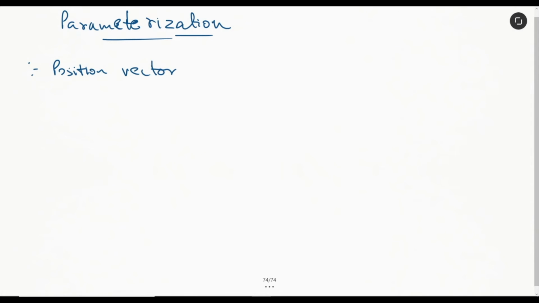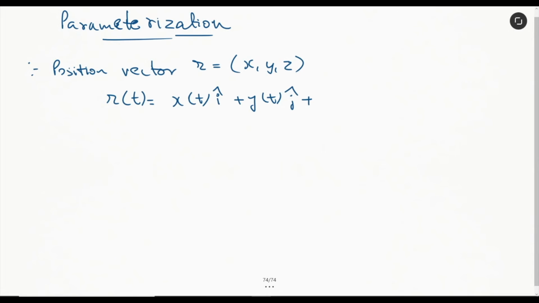We know that, let's say if it is R, the components are going to be X, Y and Z. And what if these components X, Y and Z are functions of some other variable, let's say T? Then we can write it as R of T is equal to X of T i cap plus Y of T j cap and Z of T k cap.